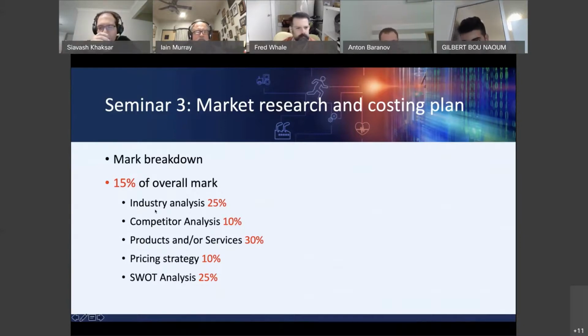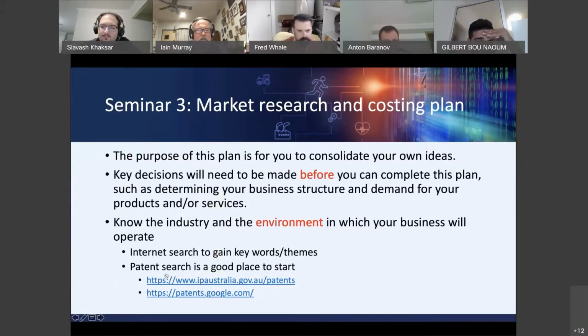So you have something that covers the industry analysis. You have something that covers the competitor analysis. You have something on products and services, etc. Because when we're going through and marking these, because this is what industry tells us they want in proposals, we are going to be looking for how well you address each one of these particular points. Right, so it's key that you do that. But how you lay that out, completely up to you.